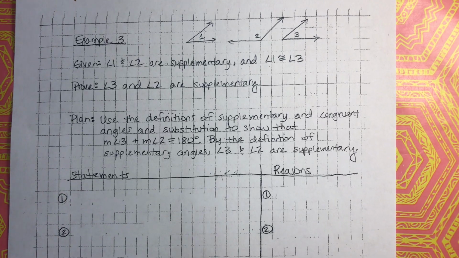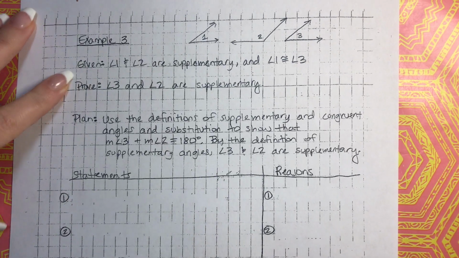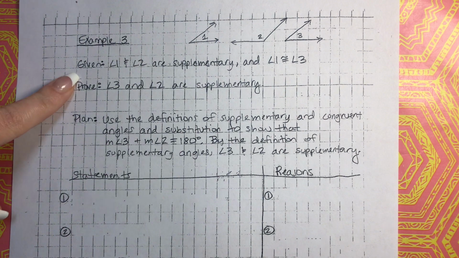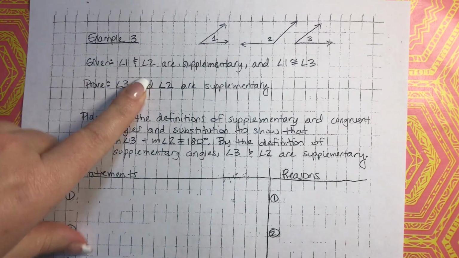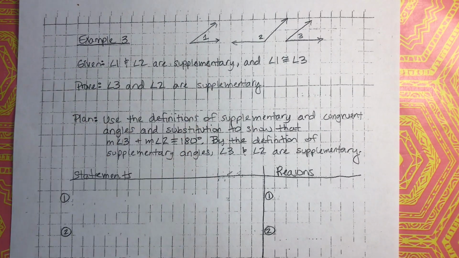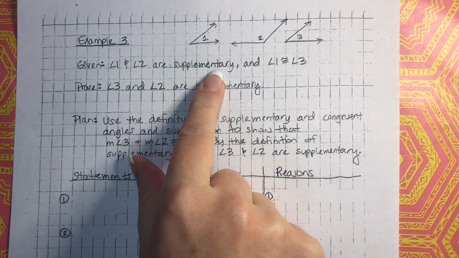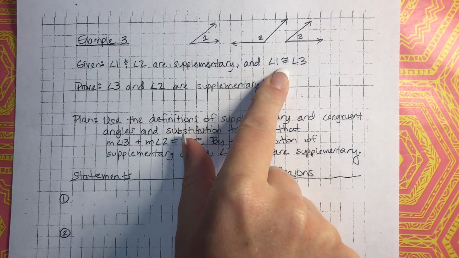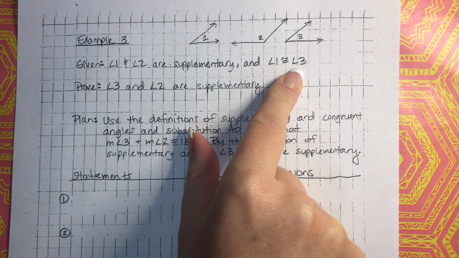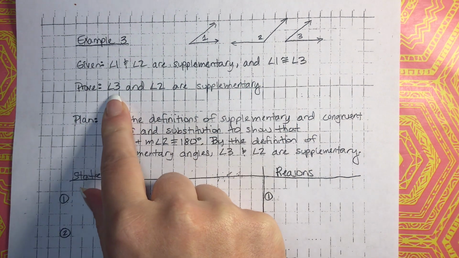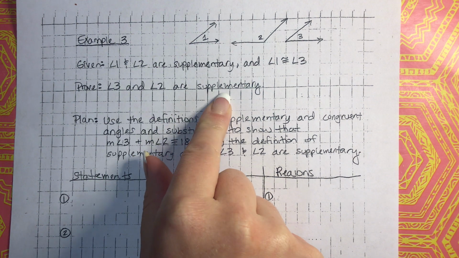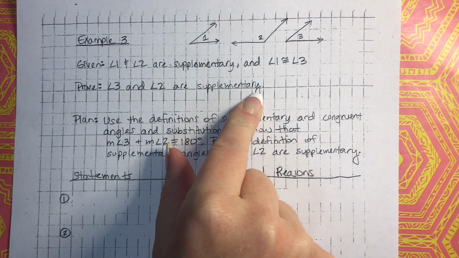All right, welcome back for example 3. We're just going to work on the proof. We are given angle 1 and angle 2 are supplementary. So remember that equals two angles adding up to 180 degrees. And angle 1 is congruent to angle 3. We need to prove that angle 3 and angle 4 are supplementary.